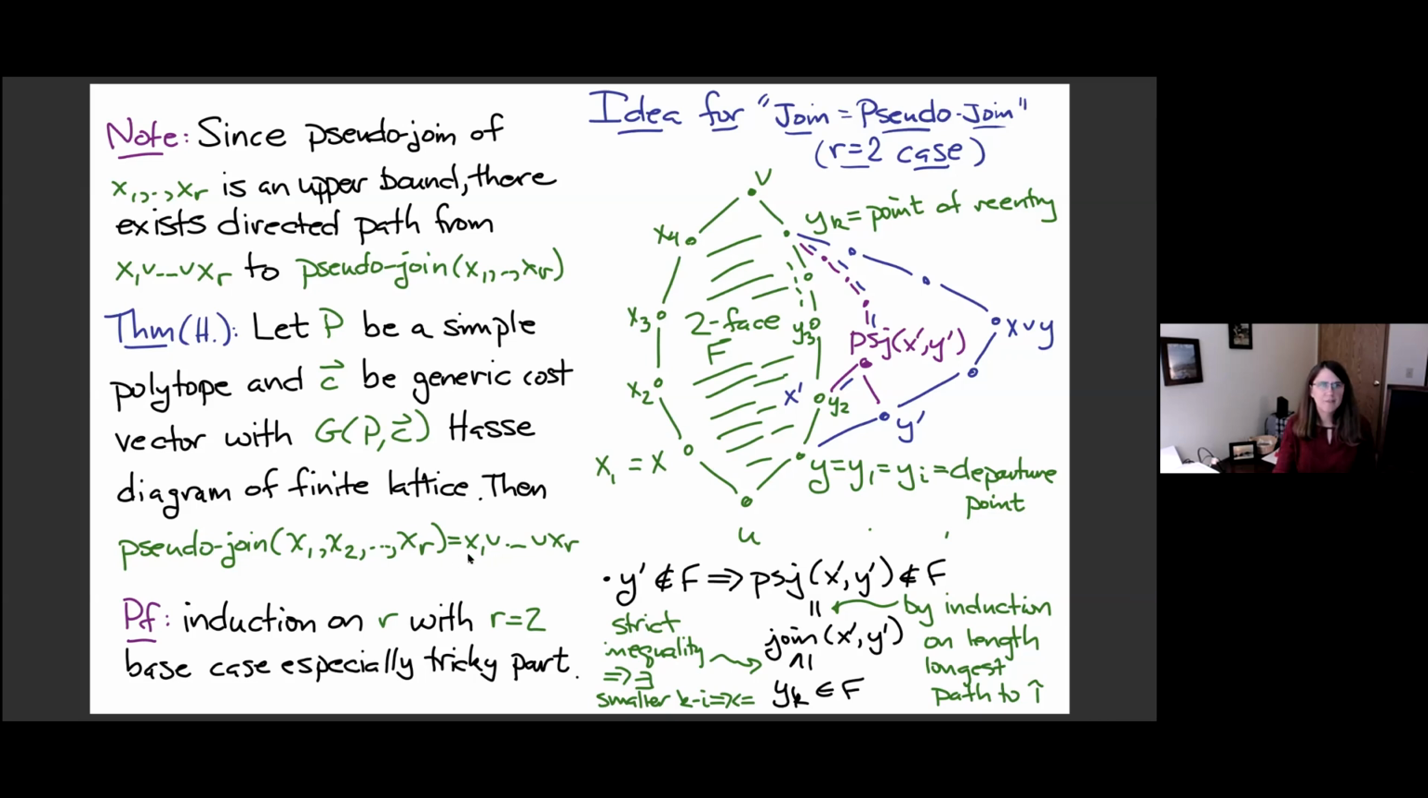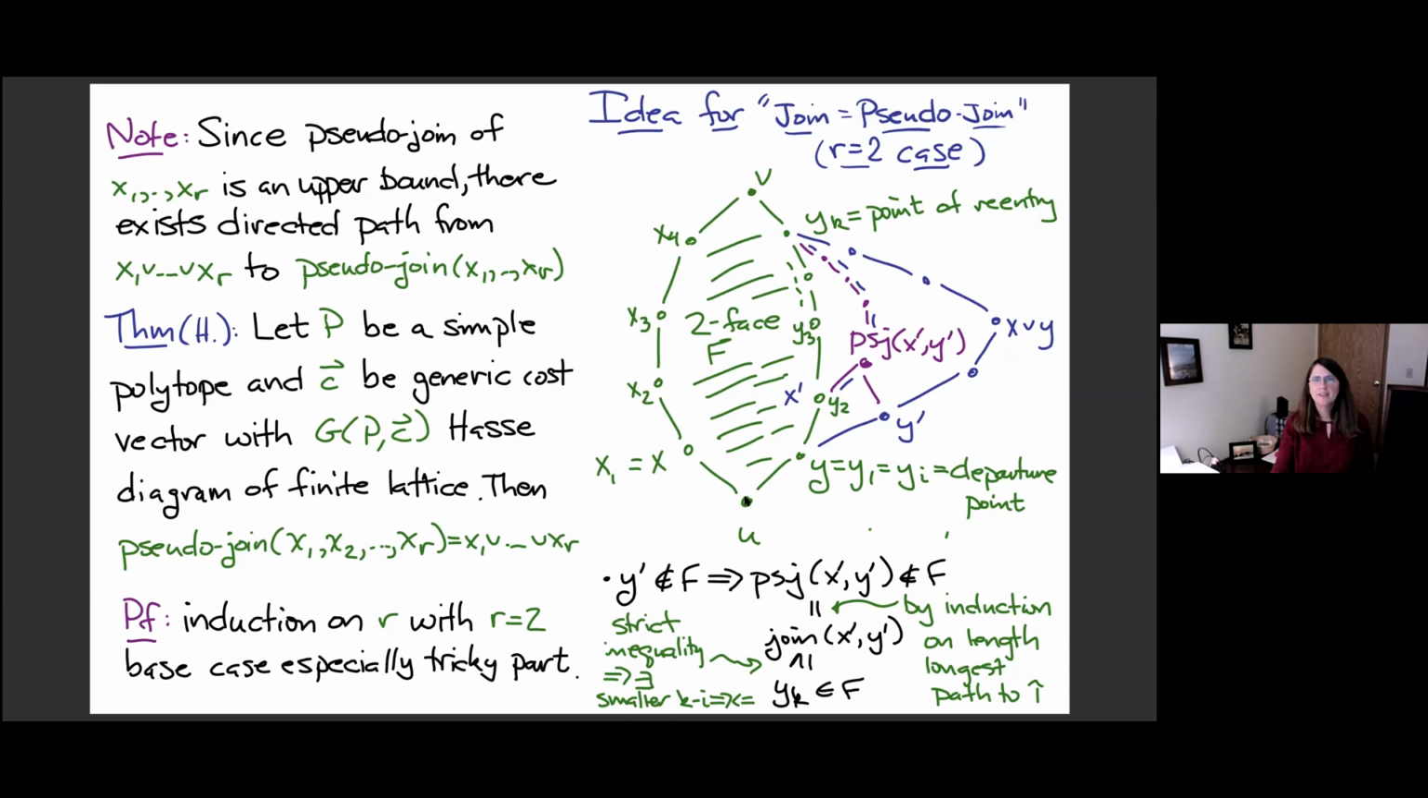And we can say that for the various intervals in the poset too. The proof is by induction on R, and the base case where R equals 2 is actually the toughest part of the whole proof, I think. And here's a picture that hints at how the R equals 2 case works.